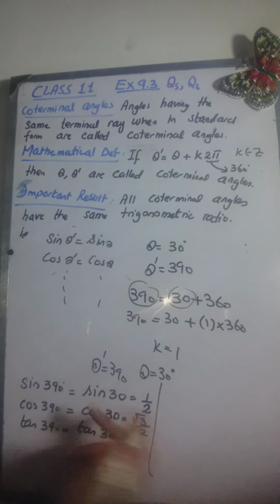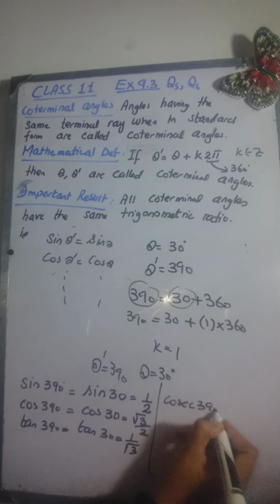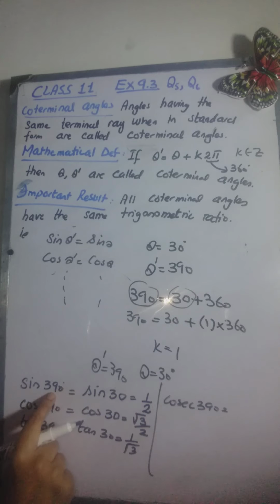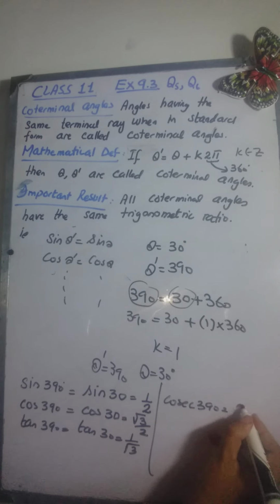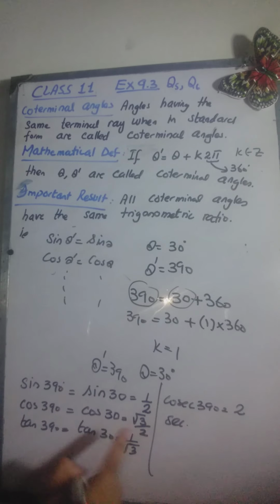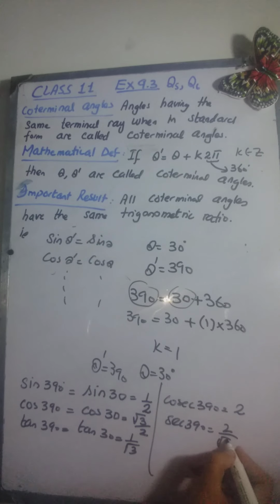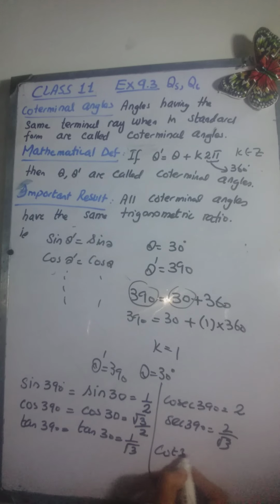And similarly, from here we can find the cosecant. Cosecant of 390 will be the reciprocal of sine of 390, that is 2 by 1, which is equal to 2. The secant of 390 will be the reciprocal of cos, which is equal to 2 over under root 3, and cotangent of 390 can be easily taken from this expression, under root 3 by 1.